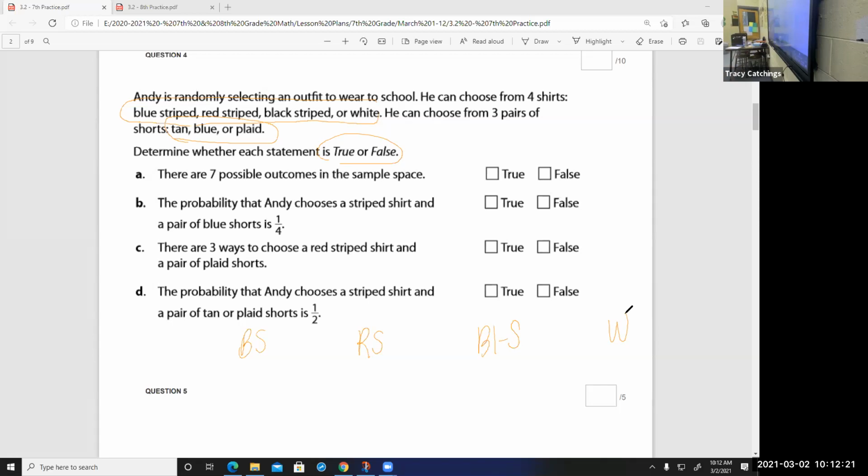What option do I have for pants? Tan, blue, plaid. And that'll be the same for all of them. Tan, blue, plaid. Tan, blue, plaid. And then again. Any questions about the sample space? A says there are 7 possible outcomes in that sample space. 7 possible outcomes. Where can I look to see my outcomes? All right, look on the second row. How many we got? So I would say false. There are 12.